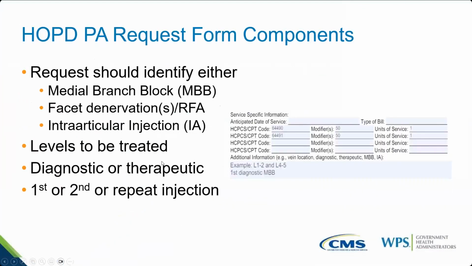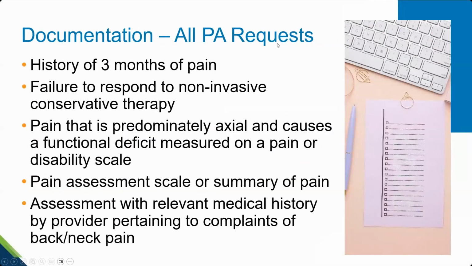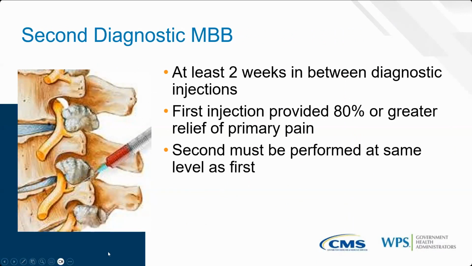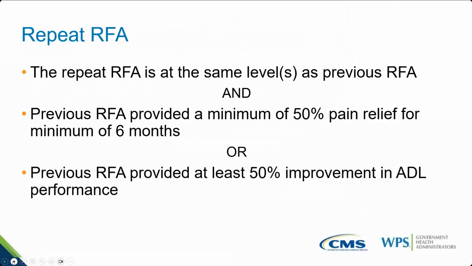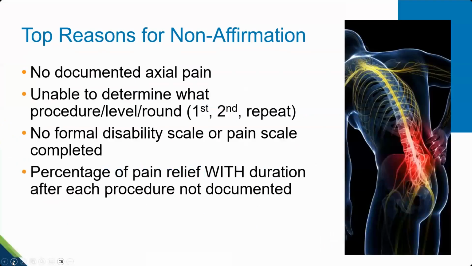So they had all the information identified in their request form. They had information on all of this, as well as, since they were moving to the second diagnostic MBB, all of this information as well. All right, so that takes us to the end of the documentation that we are going to show.